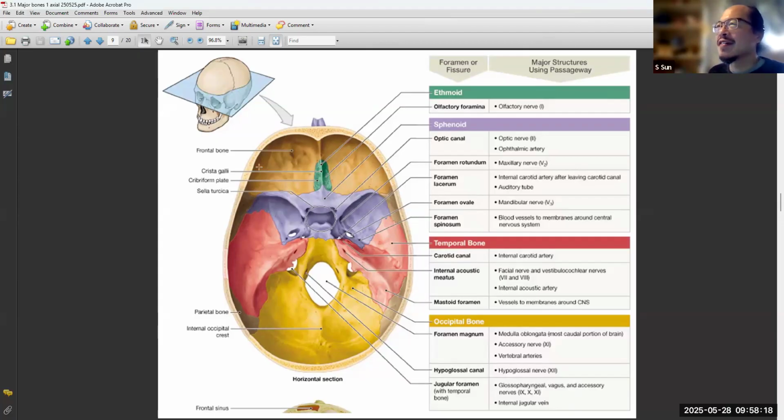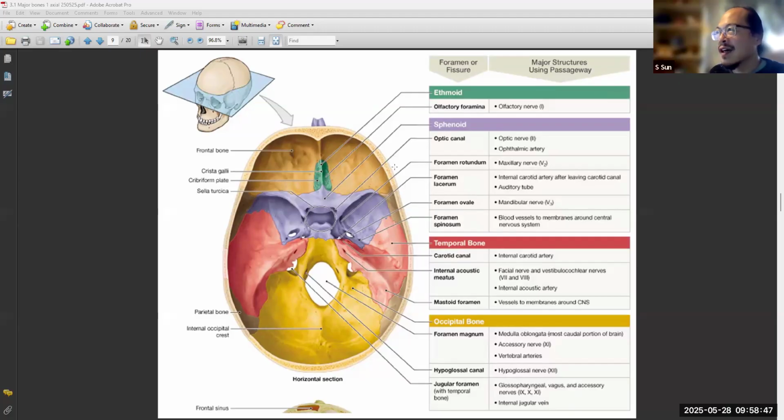All right, so yeah, here is the frontal portion. This one is the ethmoid. Then this one is the sphenoid. You can see the sphenoid actually provides us with many important structures. So you have three holes on each side.